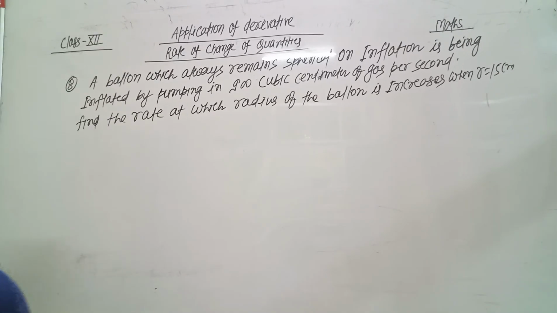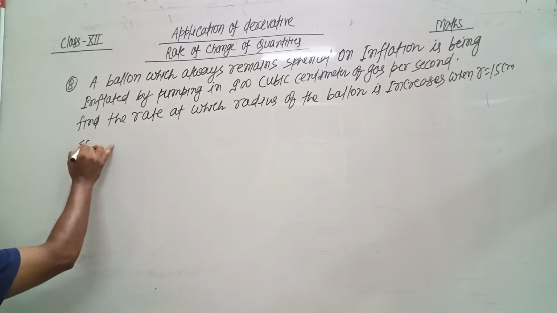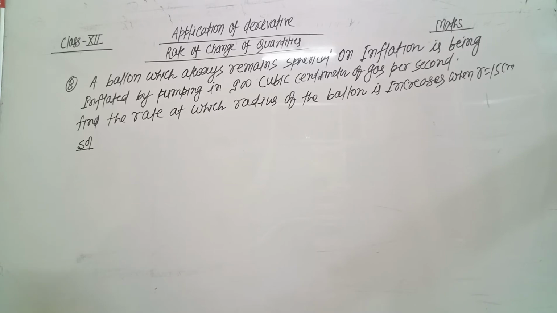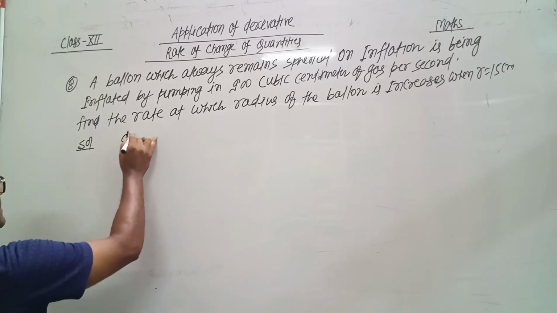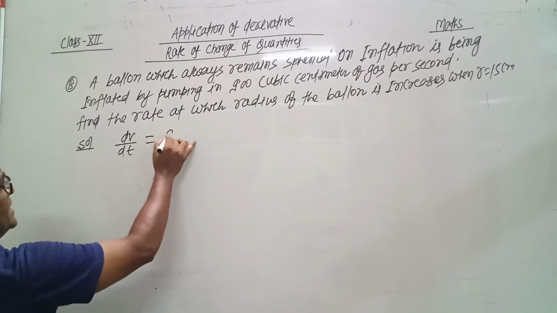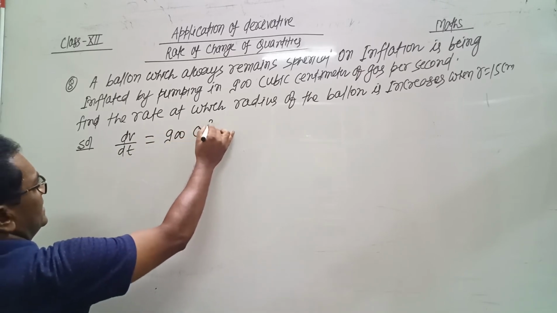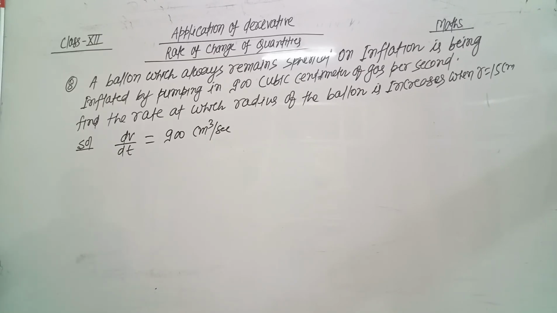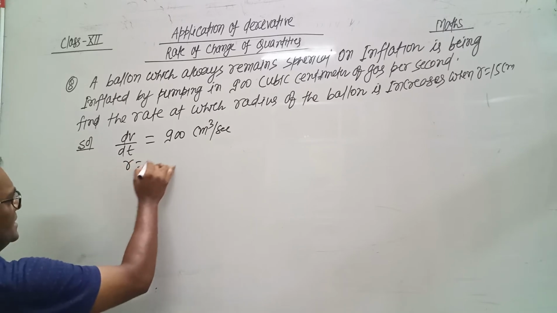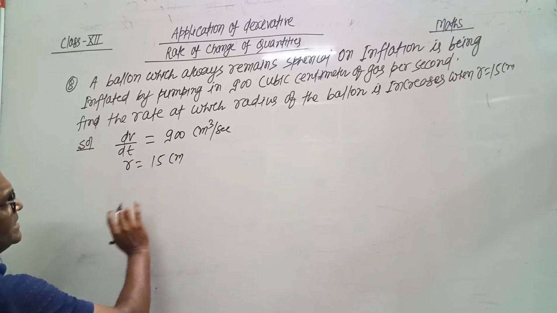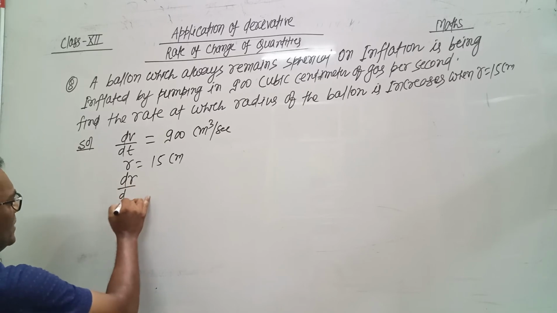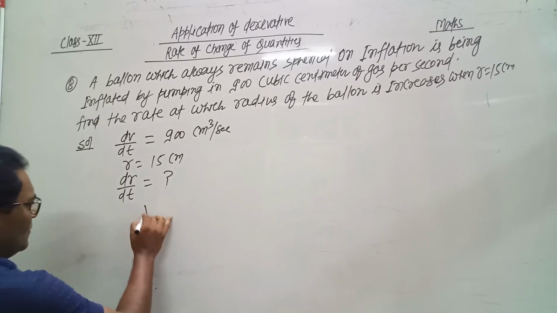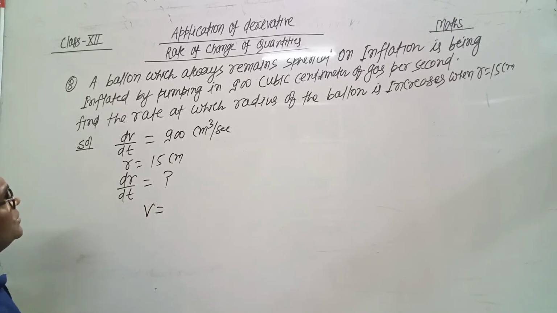So balloon is in a spherical shape and we have given pumping in 900 cubic centimeter of gas per second. Means dV by dt is given. dV by dt is 900 centimeter cube per second. Find the rate at which radius of the balloon increases when radius is 15 centimeter. We have to calculate dr by dt.